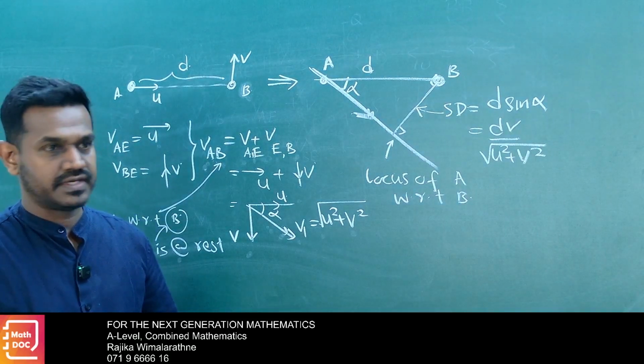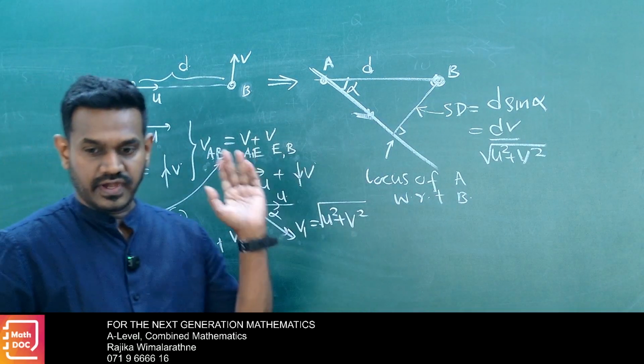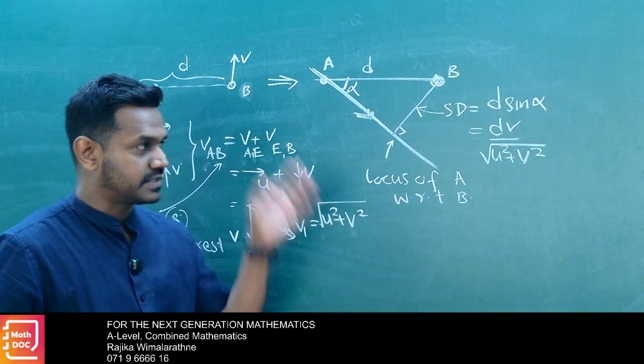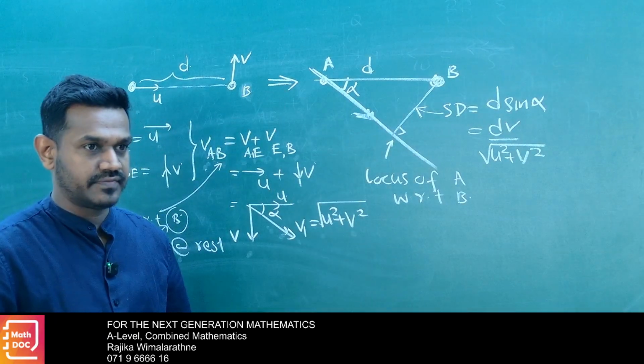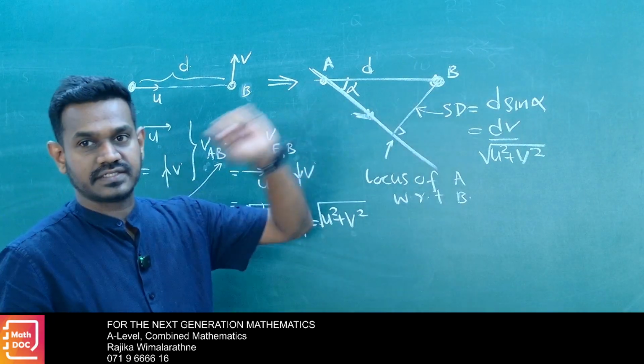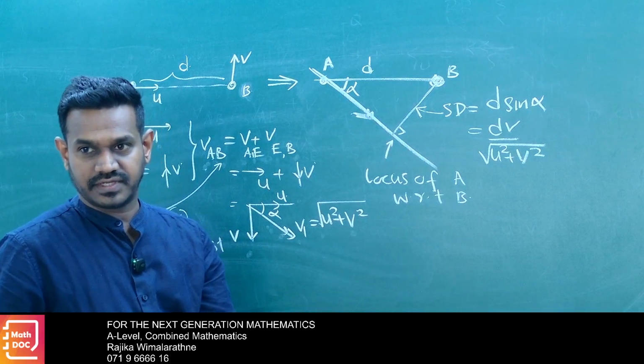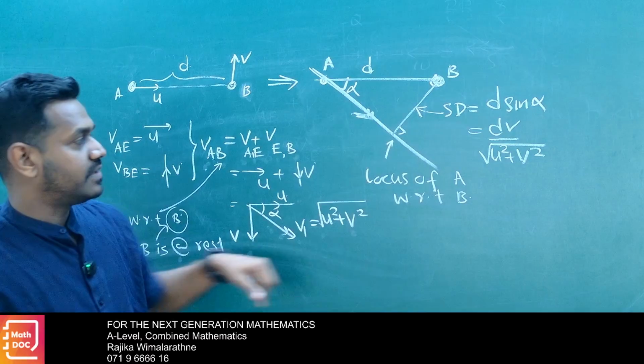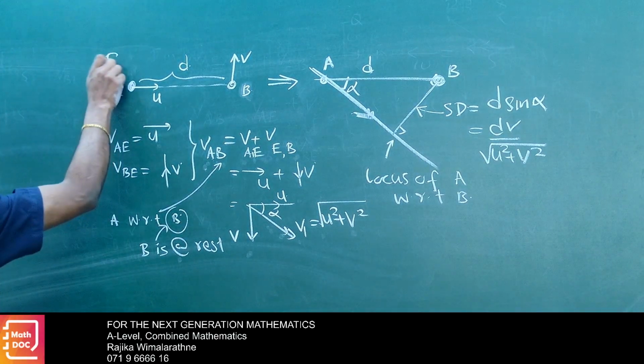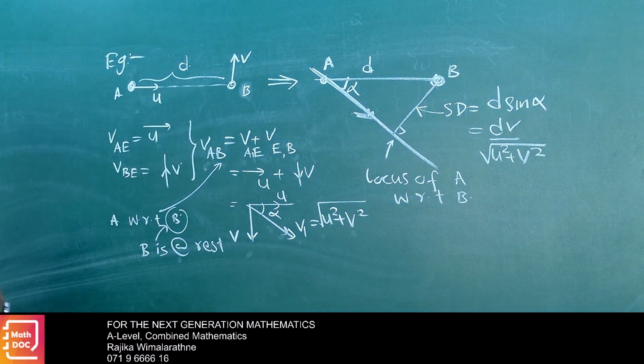Very simple concept. You find the relative path first, sketch it, then sketch the perpendicular. Now B is at rest and the other one is moving. That is the relative velocity concept. Okay, do that example.